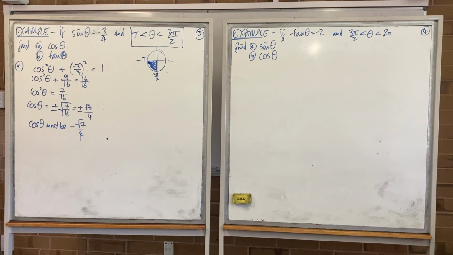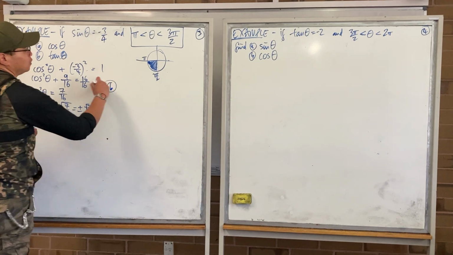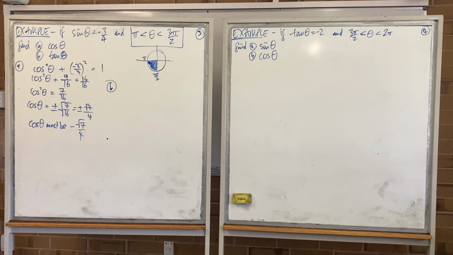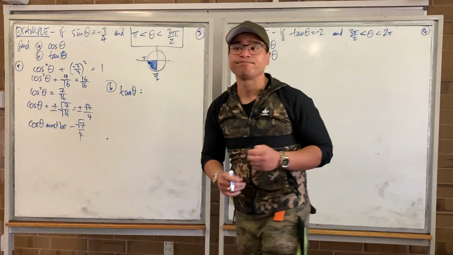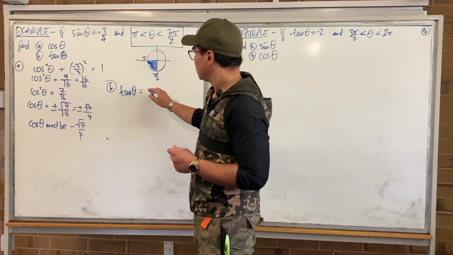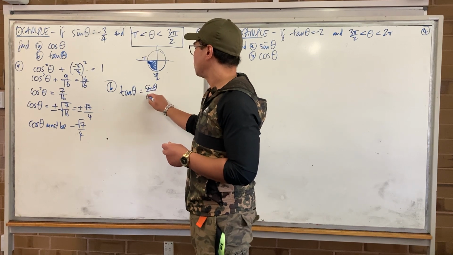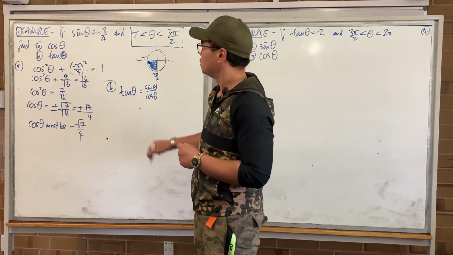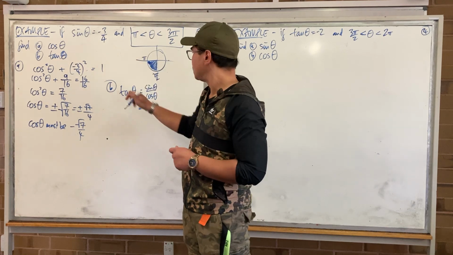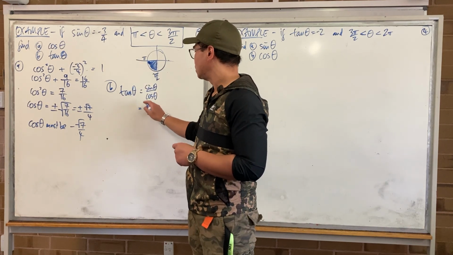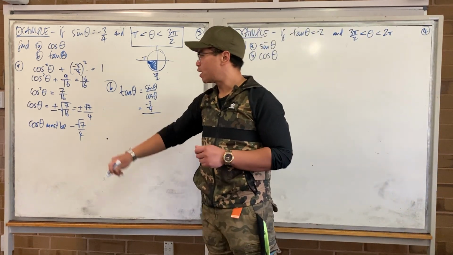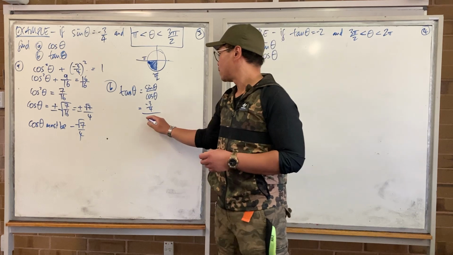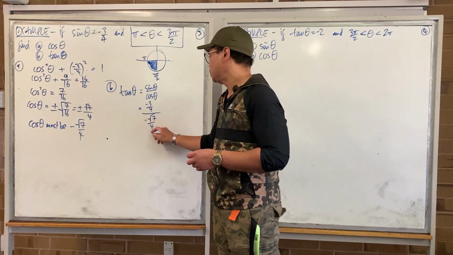Okay. How do I do B? Look at your notes from just before. What's a tool that we have that involves tan theta? Tan theta equals sine theta over cosine theta, and we know what sine theta is. It's -3 on 4 over, so along the divide line, what did we just work out cos theta was? -root 7 on 4.